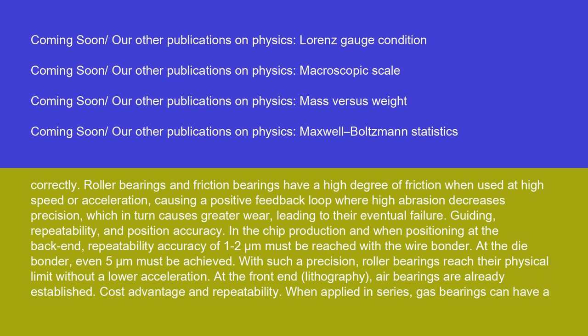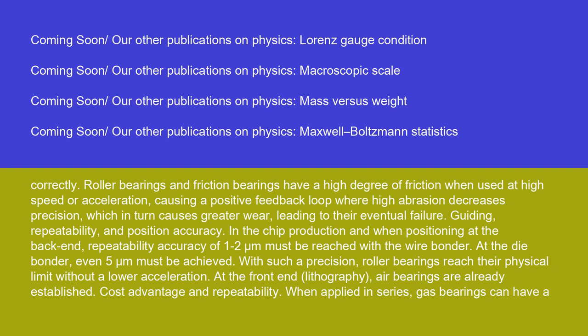Guiding, repeatability, and position accuracy. In chip production and when positioning at the back end, a repeatability accuracy of 1 to 2 micrometers must be reached with the wire bonder. At the die bonder, even 5 micrometers must be achieved. With such precision, roller bearings reach their physical limit without a lower acceleration. At the front end lithography, air bearings are already established.